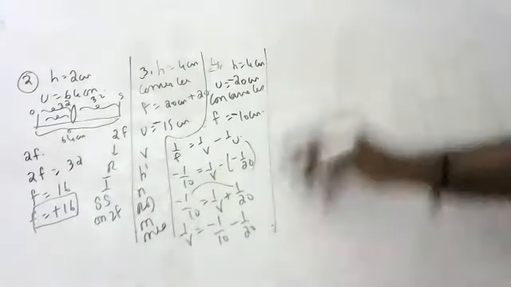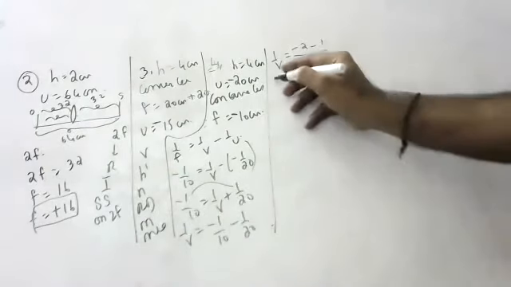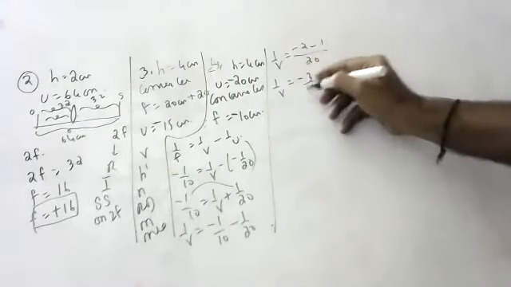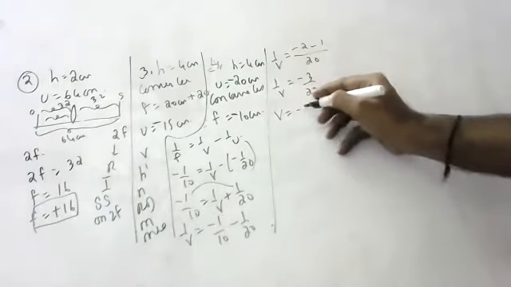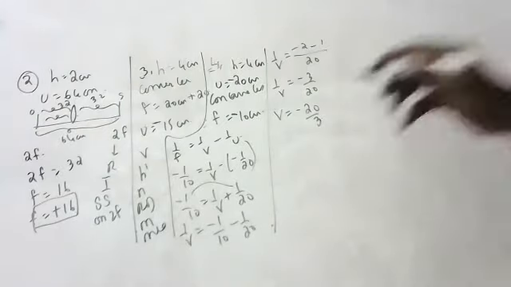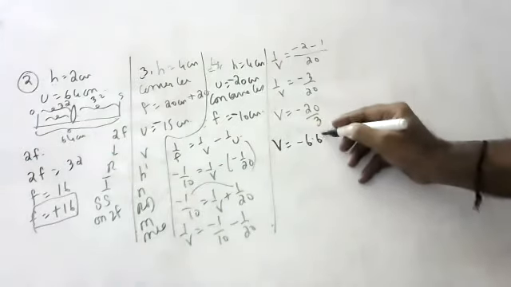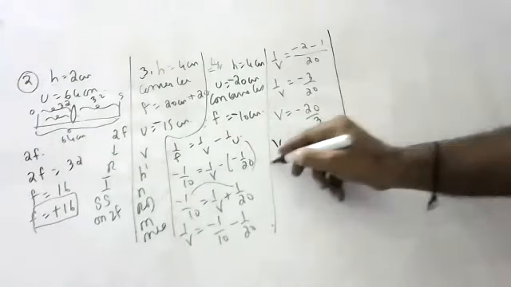So what is the answer, children? 1 by v is equal to, 20 is the LCM, minus 2 minus 1. 1 by v is equal to minus 3 by 20. v is equal to minus 20 by 3. How much will that come? v is equal to minus 6.67 centimeters.